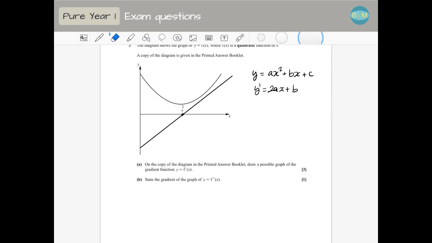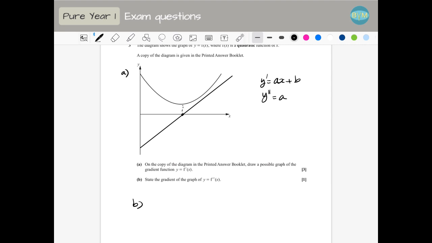And then state the gradient of the second derivative. If this is my first derivative and it's already a straight line, ax plus b, my second derivative is going to be just a. And the gradient of this one is going to be 0. This is a horizontal line, so the gradient is going to be 0. They're asking me the gradient of the second derivative, so the gradient is 0.